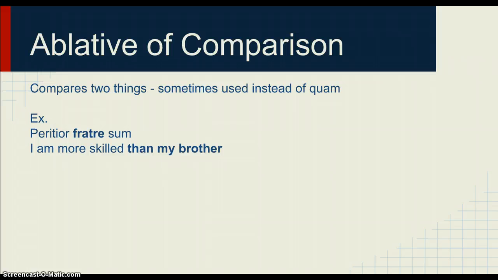Ablative of comparison. This is when the ablative compares two things, sometimes used instead of quam, so it's in place of quam. For example, peritior fratre sum: I am more skilled than my brother, which compares you, the "I" in the subject, to your brother.